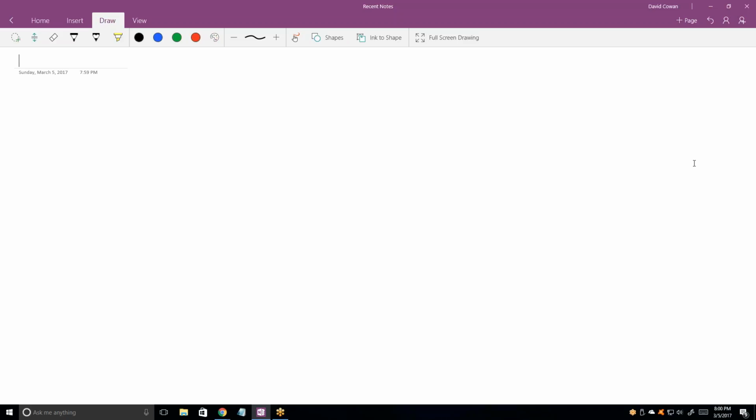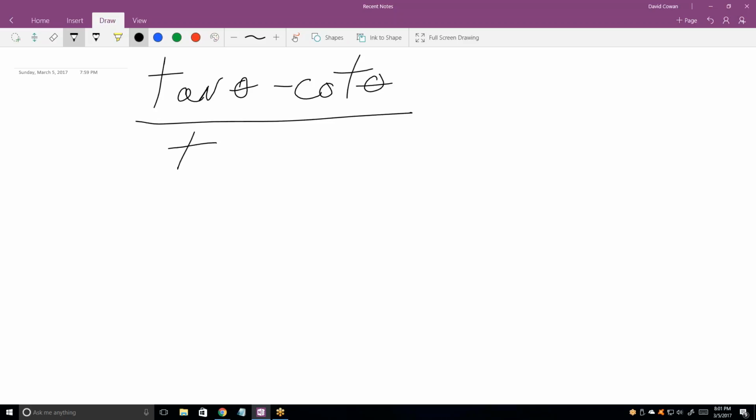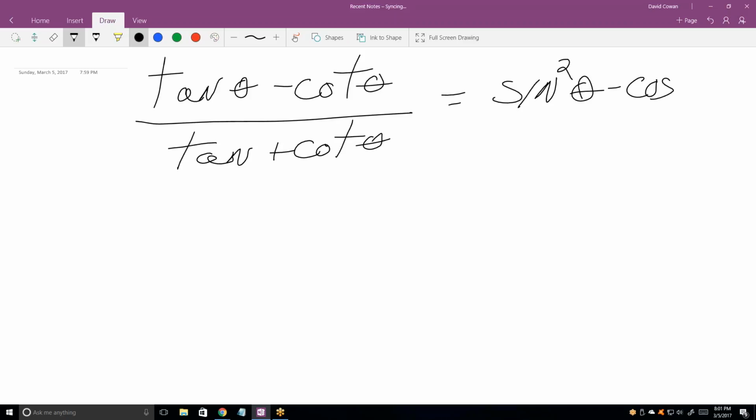So the first one, it's a trig identities problem. Tangent of theta minus cotangent all over tangent plus cotangent equals sine squared minus cosine squared. This is a verifying problem. Yes.